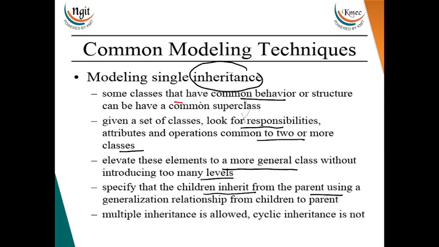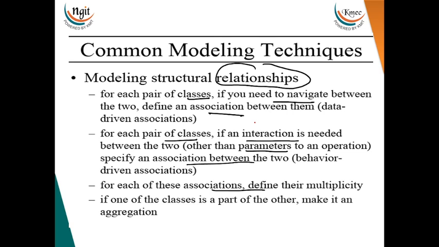Some classes will have common behavior. That common behavior tells us the superclass. Given a set of classes, look for responsibilities and attributes common to them. Evaluate them with a general class without introducing too many levels. Specify the children's inheritance with the parents. Multiple inheritance with them. The major part is that we are going to take the common behavior.